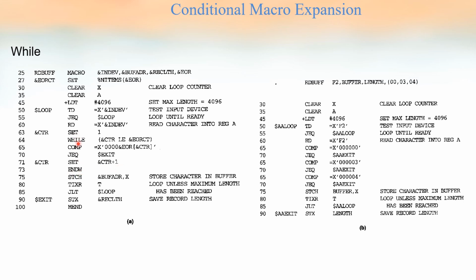So here this shows the while loop. This while loop example also we had to write for the conditional macro expansion. So while this counter is less than &EOR-CT, meaning end of record counter, that is %NITEMS of &EOR. So here &EOR is an array, or it is considered as a list of values, and the count of that value is stored in this variable, and for all those values this checking is done. So that is about the while loop.